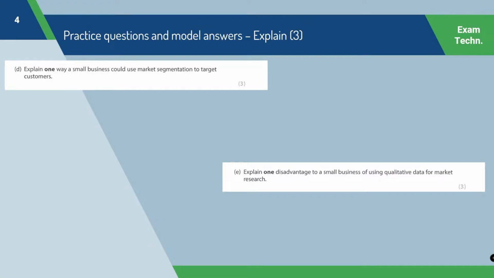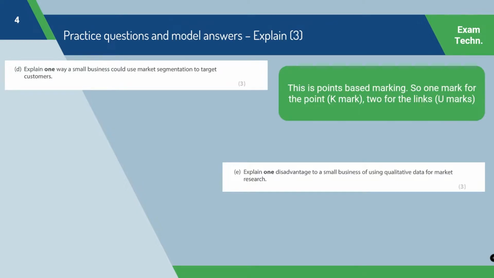So we're going to have a look at some example answers. Mike's going to talk us through why these get the marks that they get. So the 2 questions we're going to have a look at are: explain one way a small business could use market segmentation to target customers, and explain one disadvantage to a small business of using qualitative data for market research. Mike, do you want to explain how these questions are marked?